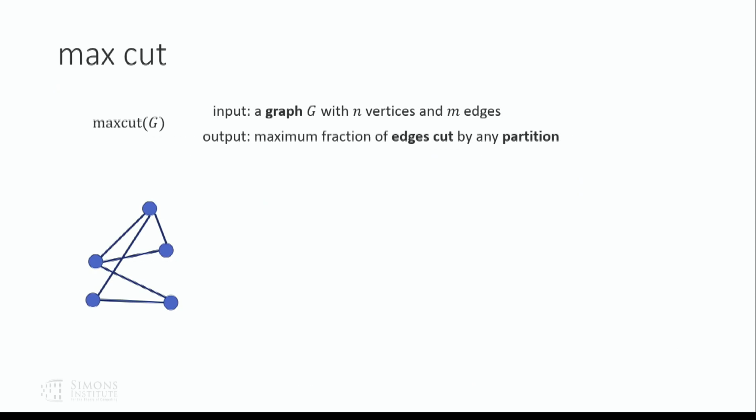problem that I'm going to want to focus on is maximum cut. So in max cut, I have an input graph, and the objective is to output the maximum fraction of edges cut over any partition. So I'm trying to find the partition that maximizes the number of cut edges. For example, in this graph, this is one partition. I can think of assigning +1 to one side of the partition and -1 to the other.